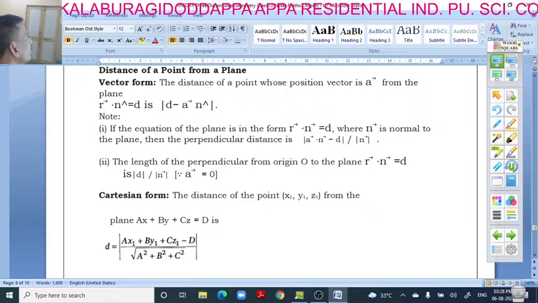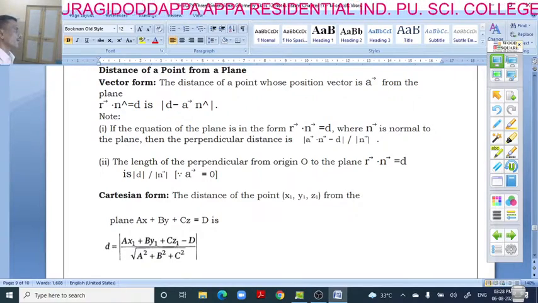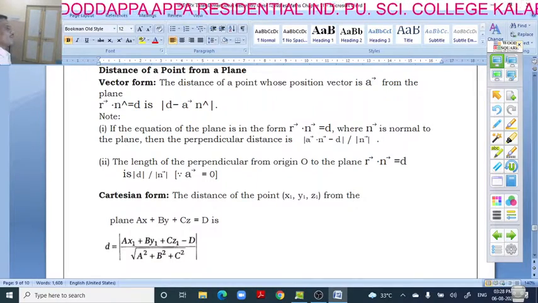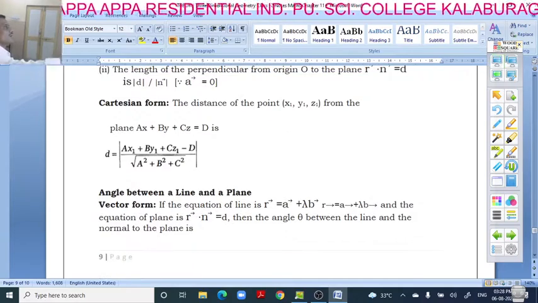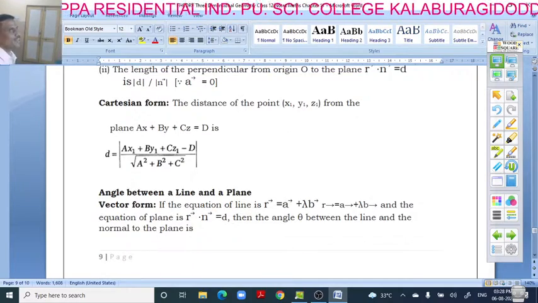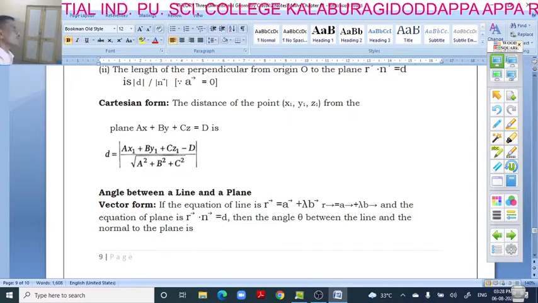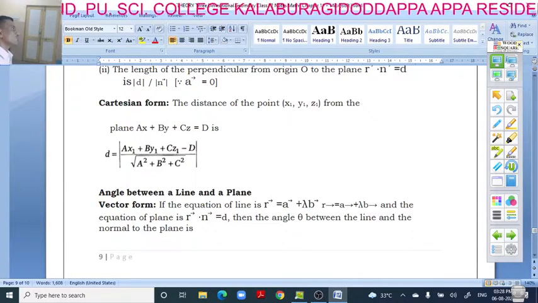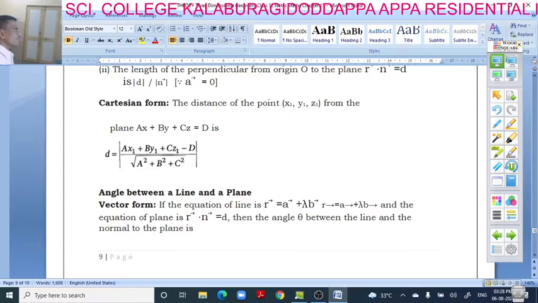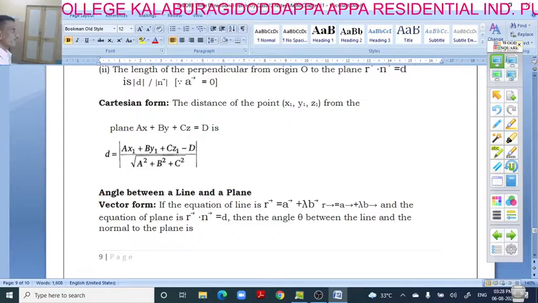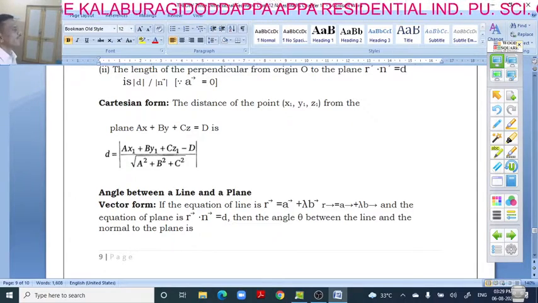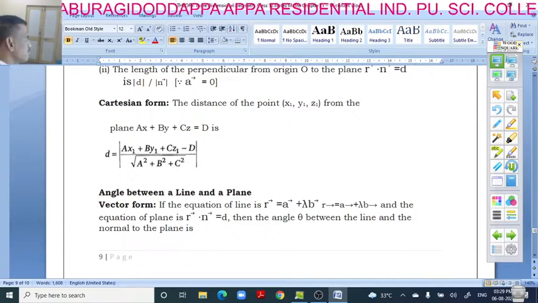In the Cartesian form, the distance of the point x1, y1, z1 from the plane ax plus by plus cz equals d is given by distance equal to the modulus of a x1 plus b y1 plus c z1 minus d, divided by square root of a square plus b square plus c square.